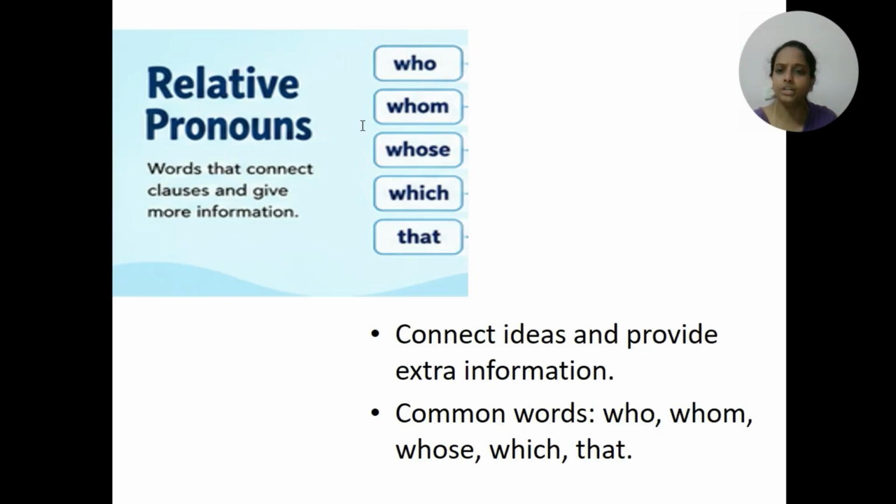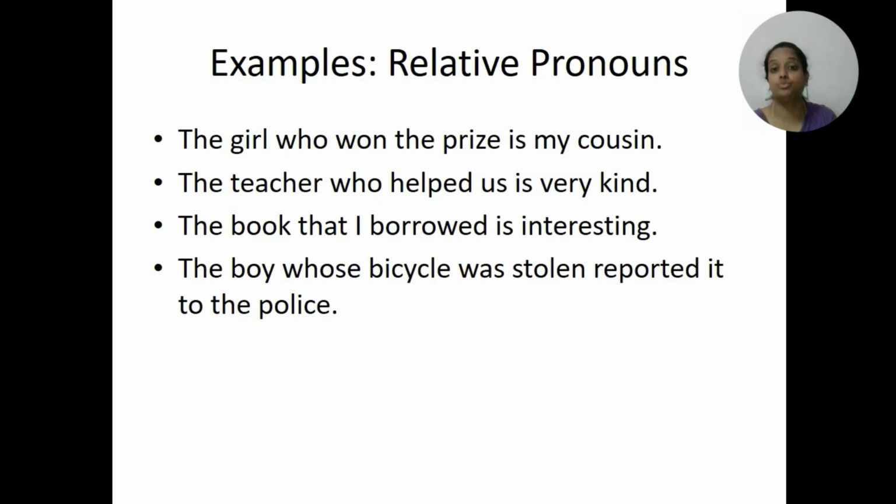So, common relative pronouns are who, whom, whose, which, that. Got it? The teacher who helped us is very kind. So, here, who connects the two ideas, right? The book that I borrowed is interesting. Again, here the relative pronoun is that. The boy whose bicycle was stolen reported it to the police. Whose is the relative pronoun here?